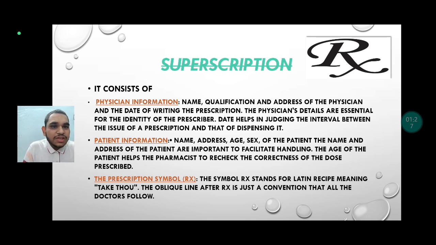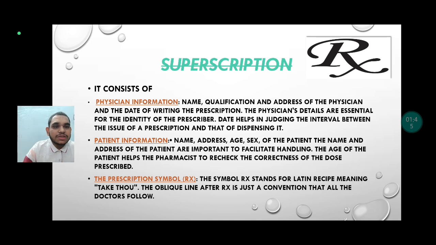Now the physician information: name, qualification, and address of the physician, and the date of writing the prescription. The physician details are essential for the identity of the prescriber. The date helps in judging the interval between the issue of the prescription and that of the dispensing.